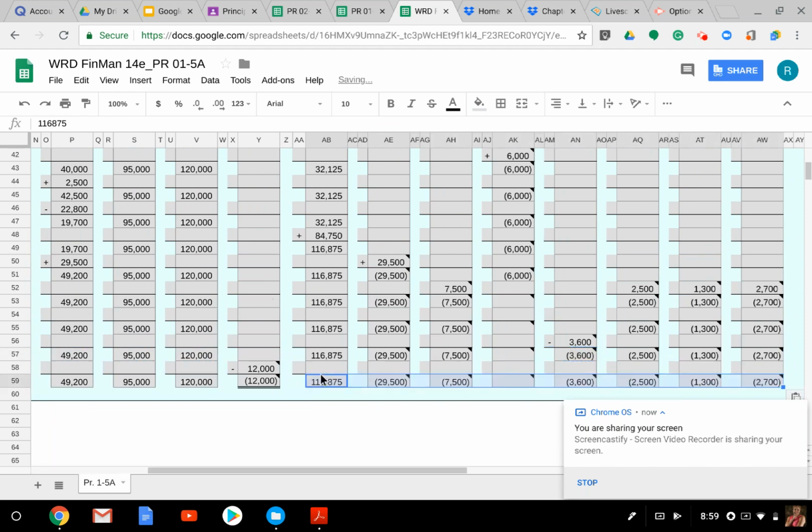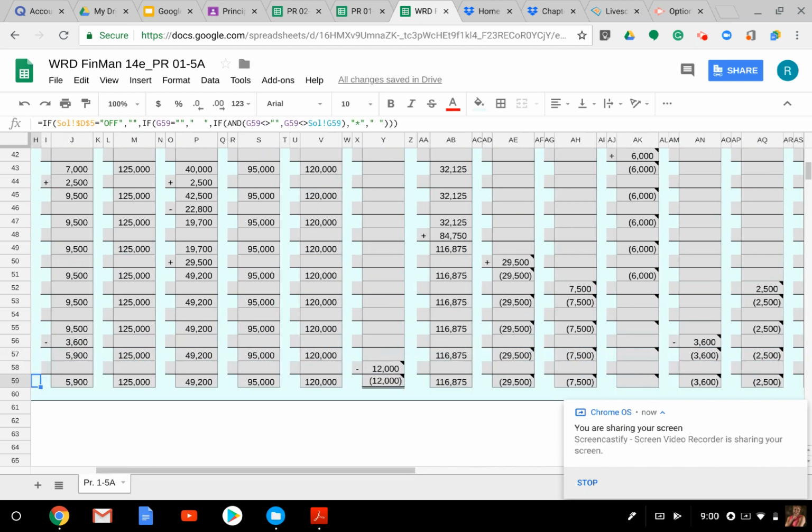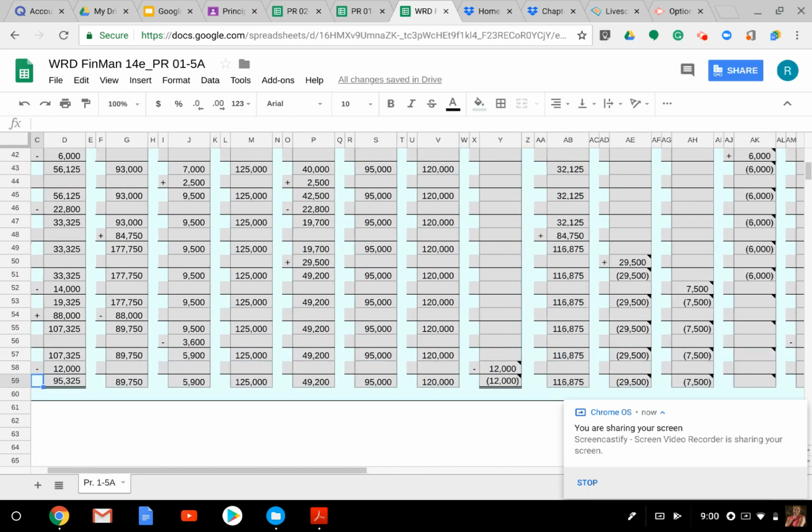Now, all these amounts down here at the bottom represent the ending balance in each of the accounts at the top. So your ending balance in cash is $95,325. Your ending balance in accounts receivable, $89,750. Supplies, $5,900. Land, $125. Accounts payable, $49,200. Common stock, $95,000. Retained earnings, $120. Dividends, $12,000. Revenue, $116,000.